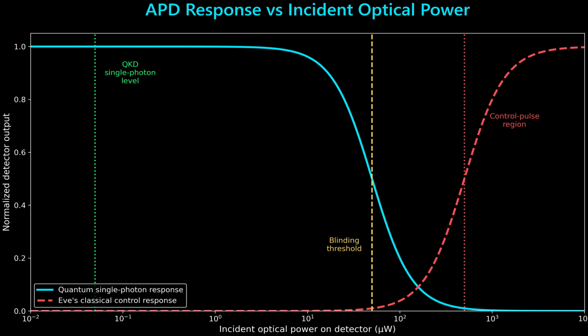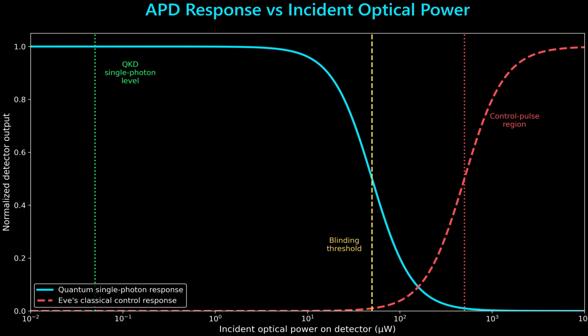This transition, from Geiger mode to linear mode, is the basis of the entire detector blinding attack. Once we move into the region to the right of the blinding threshold, the cyan quantum response curve collapses almost to zero. Here, Alice's legitimate single-photon pulses, arriving at QKD power levels, no longer trigger any measurable avalanches. The system has, in effect, become blind to quantum information. This is exactly what Eve wants.